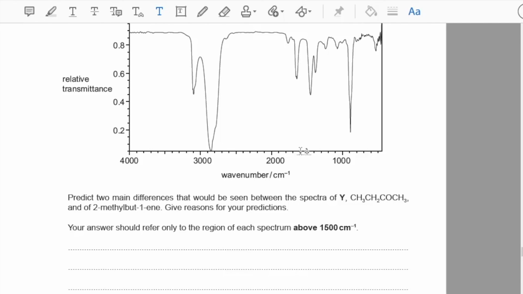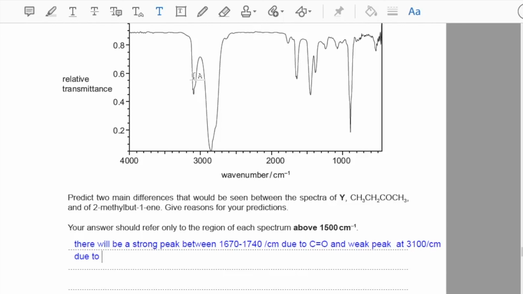Considering all the peaks after 1500 per centimeter, there will be a strong peak. Strong peak means a broad one, a thick one. Strong peak between 1670 to 1740 per centimeter, due to the carbonyl bond which is present in Y, and a weak peak at 3100 per centimeter, which is over here. This is a weak peak, meaning it is not that broad, it doesn't have much width. This will not be present in our new spectrum graph, which is due to the double bond C, single bond H, which will disappear.